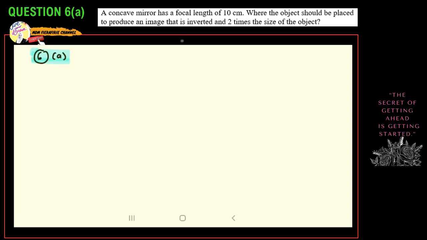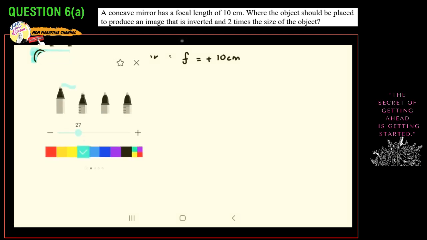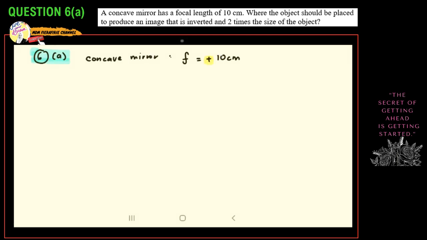Jom kita mula. Okay, now we have question 6a and here we have a concave mirror. So remember, for concave mirror, the focal length of concave mirror should be positive sign. And the question gives us the value of the focal length is equal to positive 10 centimeter. Okay, so here I will highlight the sign. So this is very important. For concave mirror and convex lens, the sign convention for the focal length is positive.